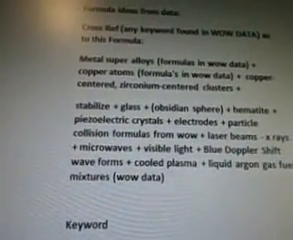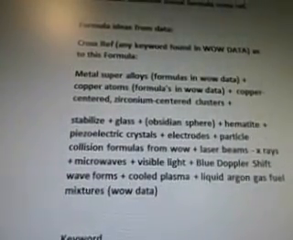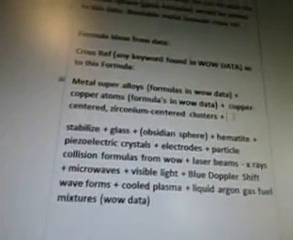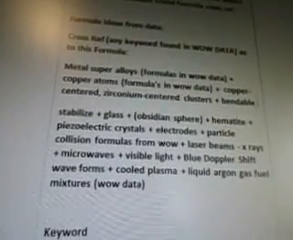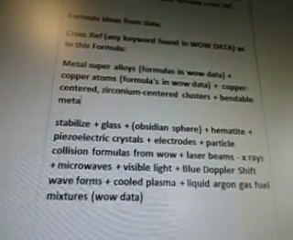Metal superalloys, formulas in WOW data. Copper atoms, formulas in the WOW data. Copper-centered, zirconium-centered clusters. And let's add our bendable metals. Right? Oh boy, if I put the camera down, I could type metal. This is a cross-reference. I'm going to do cross-reference.